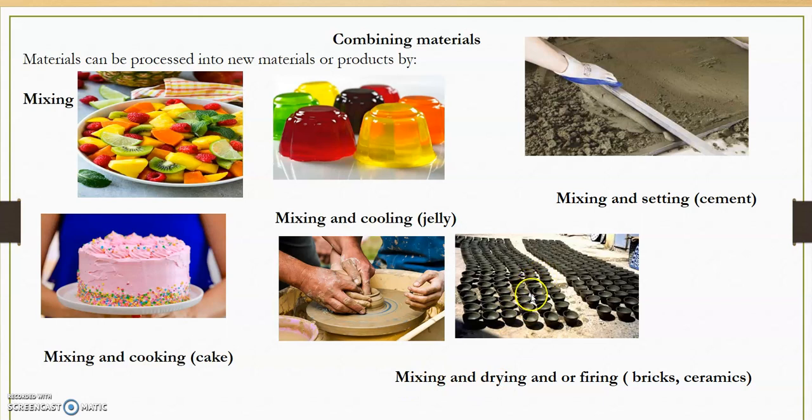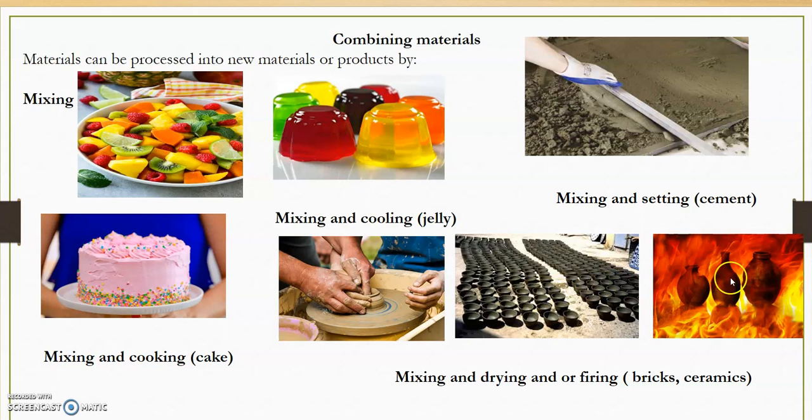If you want this product to be very strong, then you need to fire it. When you fire it, you're putting it in fire for some time, it gains different properties. So this is how you mix, dry, and fire, which is one way of combining materials and then coming up with a new product which has totally different characteristics.